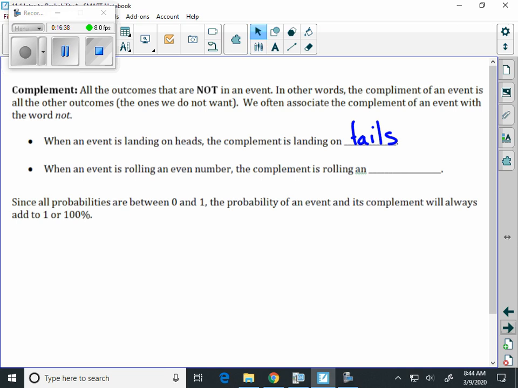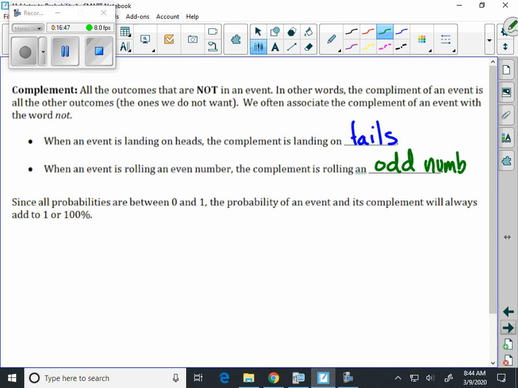When an event is rolling an even number, the complement is rolling an odd number. Again, what's not even? Something to keep in mind here, and maybe even star that one as well, like we did, is that all probabilities are between 0 and 1. The probability of an event and its complement will always add to 1 or 100%.